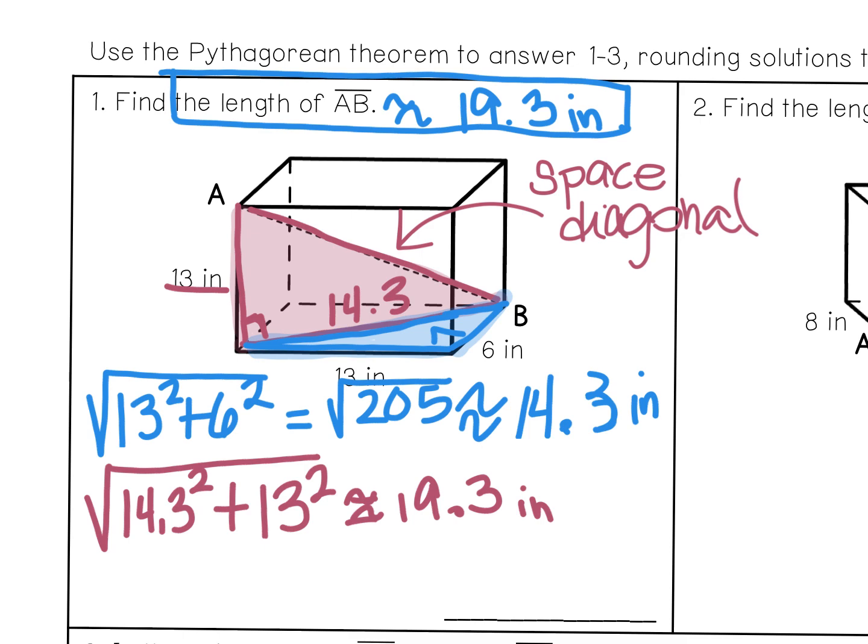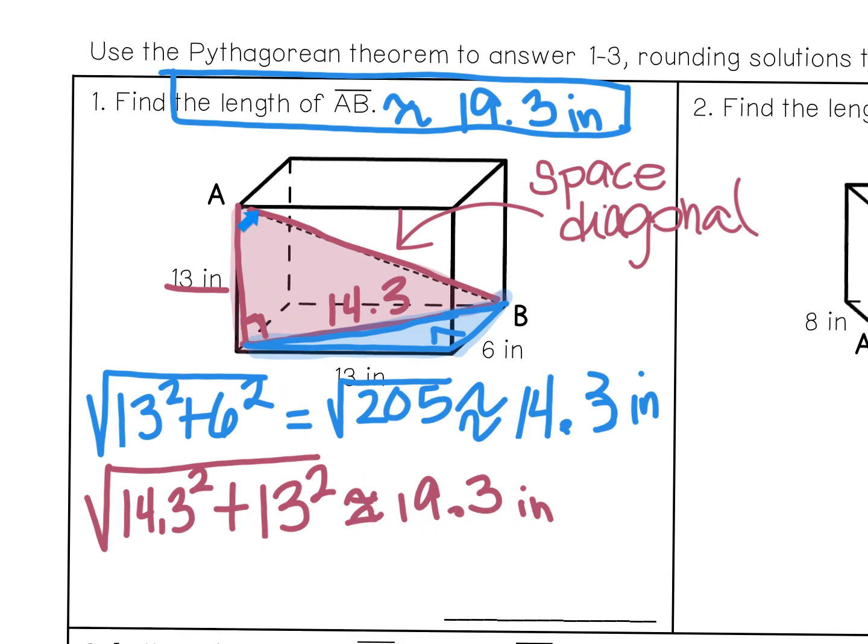Anyway, I highlighted so you could see the 2 triangles we're looking at. First, we have to find that diagonal across the bottom of the box. It's 13 by 16, 13 squared and 16 squared. Exact amount, radical 205, approximately 14.3 inches. So I can use that for this diagonal here, 14.3 squared plus the side 13 squared, square root of. It's approximately 19.3 inches.